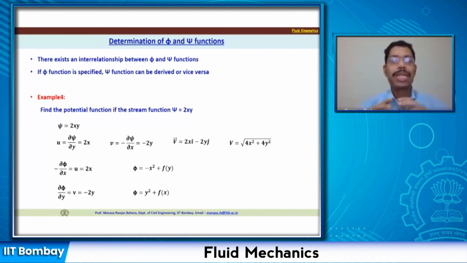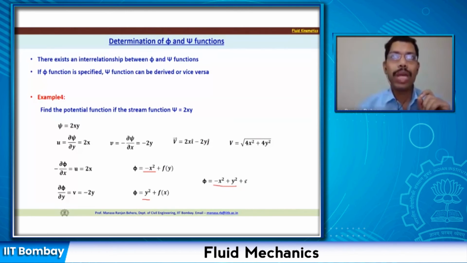Now we know that the phi function is a single phi function, it is not two. So for the total phi function, when you want to derive it, you have to add these two. So what will happen? The phi is equal to minus x square plus y square. You got minus x square from here plus y square from here. If you add these two, you will get minus x square plus y square.